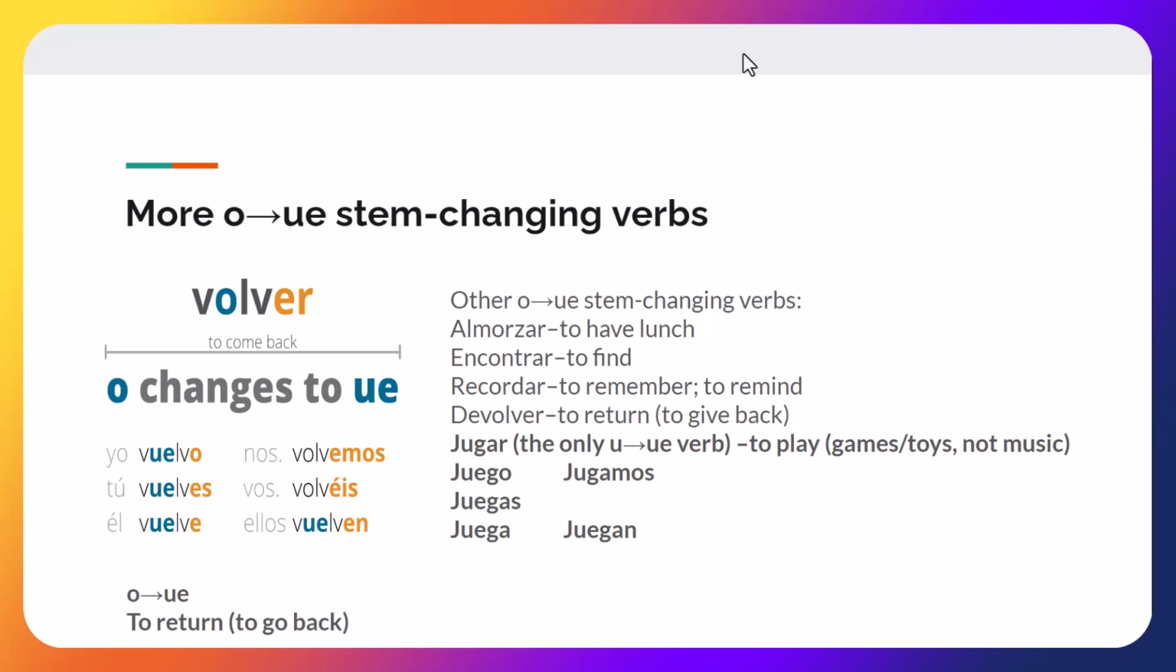Let's look at a few other examples now. We have the verb almorzar. Almorzar means to have lunch. All right, the O changes to UE in all of the forms that change. So we come up with almuerzo, almuerzas, almuerza, almorzamos, almuerzan.